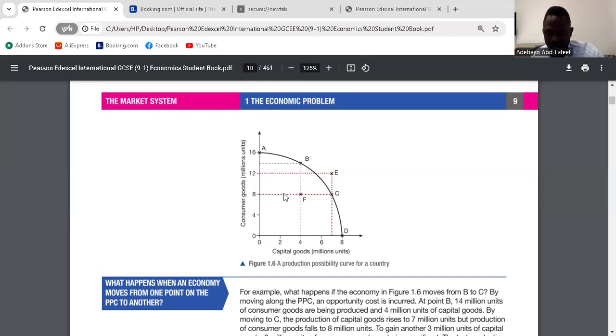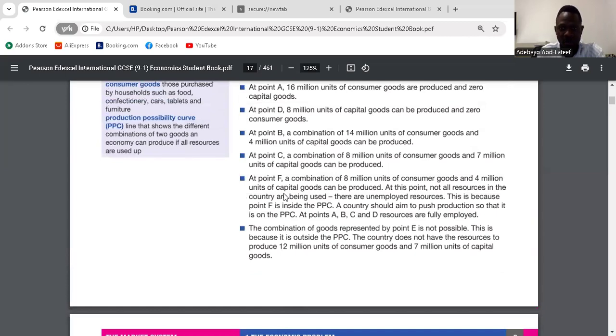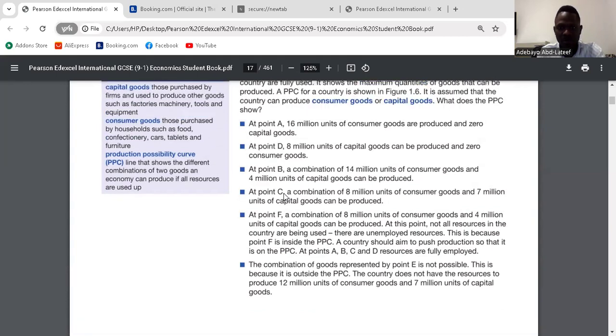Point E is unattainable. Yes, you cannot reach point E, because it's not in that graph. There are no resources to reach that point. Point F means the economy is not reaching its full potential. It can only produce 8 here and 4 here. Do you understand? Any question about it? Which one? The F and E. F and E, okay.